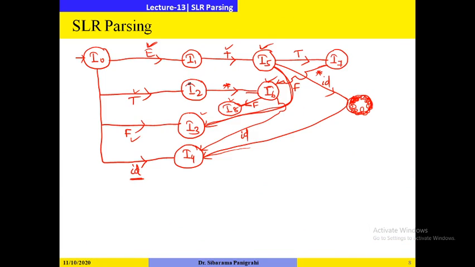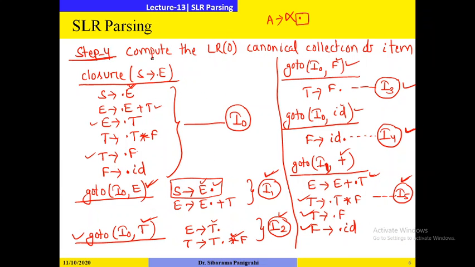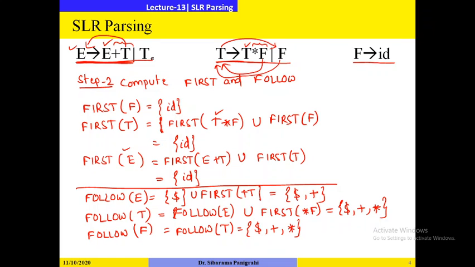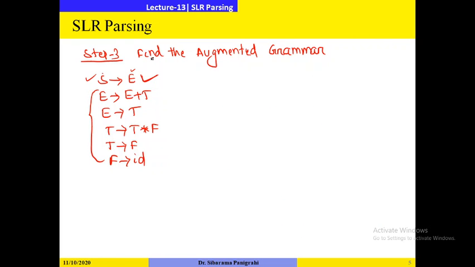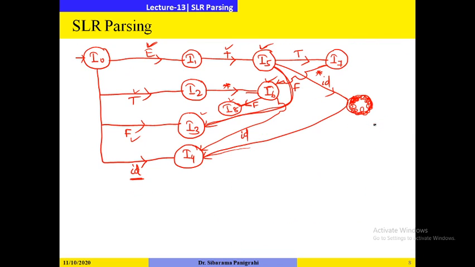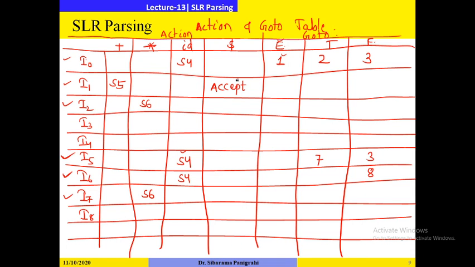Because in the augmented grammar we have added a new production S gives to E. So when we compute the dot, S gives to dot E will be there in I0. So in I1 we will always get S gives to E dot. Irrespective of the number and type of productions, we will always get the start symbol with dot at the end in I1. So always under I1 row and dollar column you have to write accept.